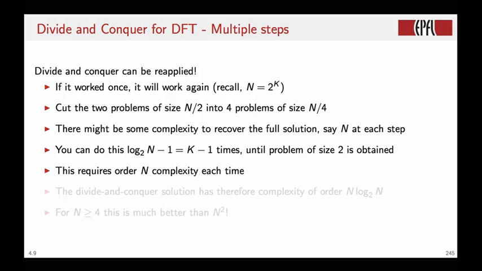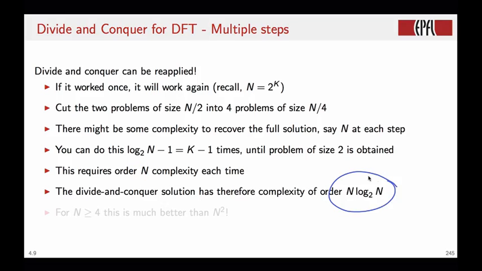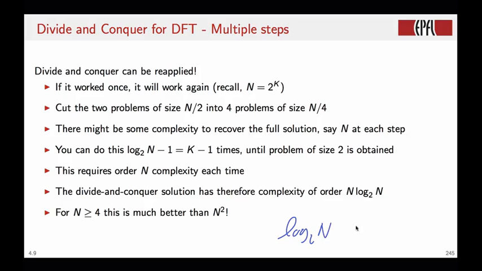So each time we have this order n complexity to do the merging, and we get this magic result: an algorithm that uses divide and conquer at every step, dividing the problems into half problems over and over again, will have a complexity n log in base 2 of n. And of course, if n is large, this is much, much better than n squared, because log 2 n is much, much smaller than n. Very good.